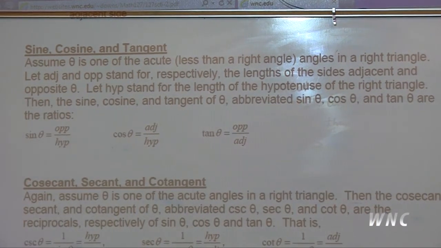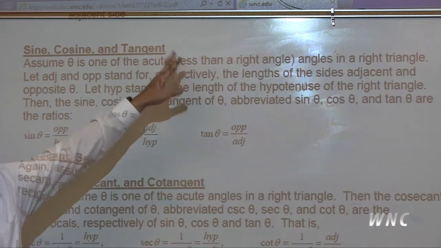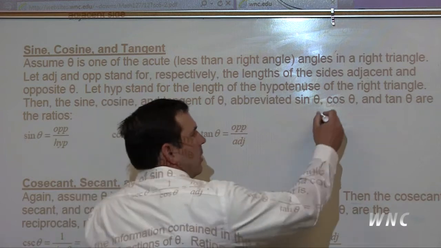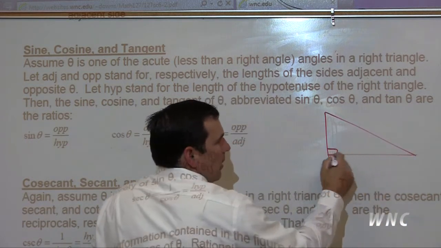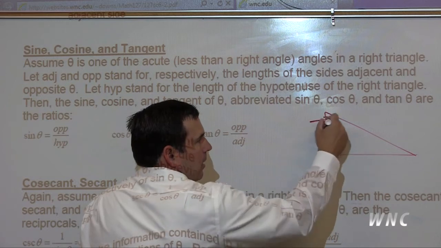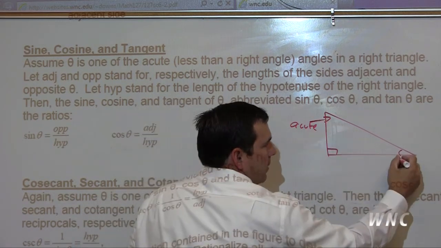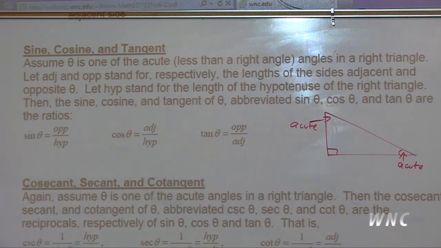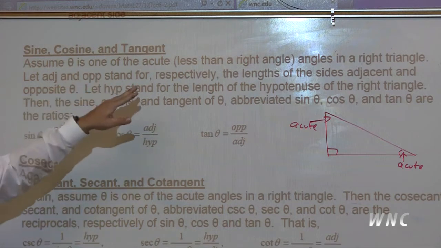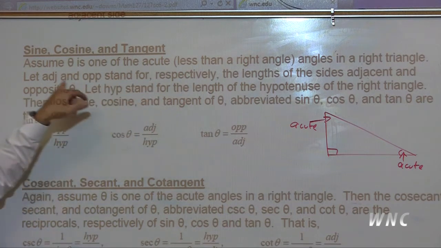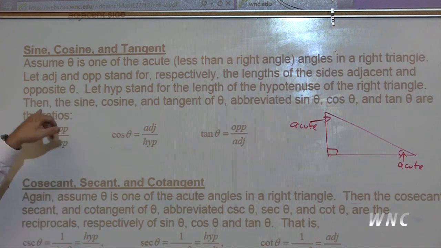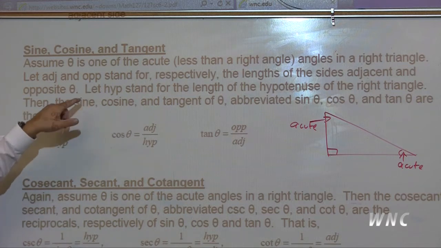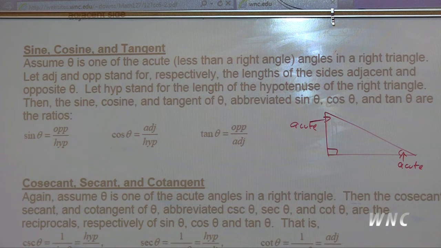Assume that theta is one of the acute angles less than the right angle in a right triangle. Remember, we have 3 angles in the triangle. That's the right angle here, that's acute, and this one's acute, which means it's less than 90 degrees. Let ADJ stand for adjacent and OPP stand for opposite, the side adjacent to theta and opposite theta. Let HYP stand for the length of the hypotenuse of the right triangle.